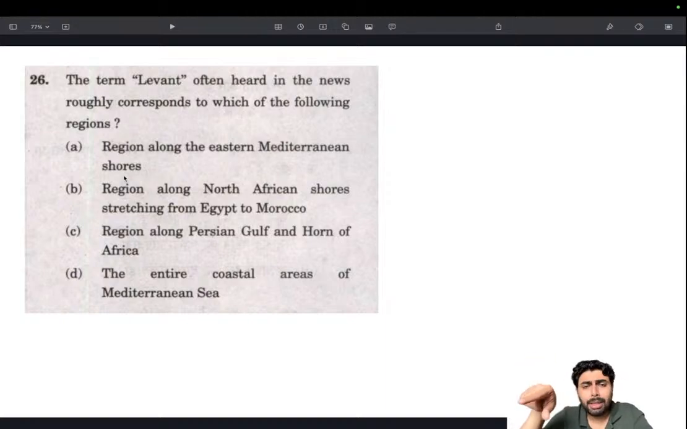Then the Lebanon and other areas. So that's the Levant region. If they had asked something trickier, whether it's Eastern, Western or Central Mediterranean, even I wouldn't have been able to answer. I would have been forced to leave this question because I didn't know much. Just know that it's in the Mediterranean region, the Israel-Palestine region.